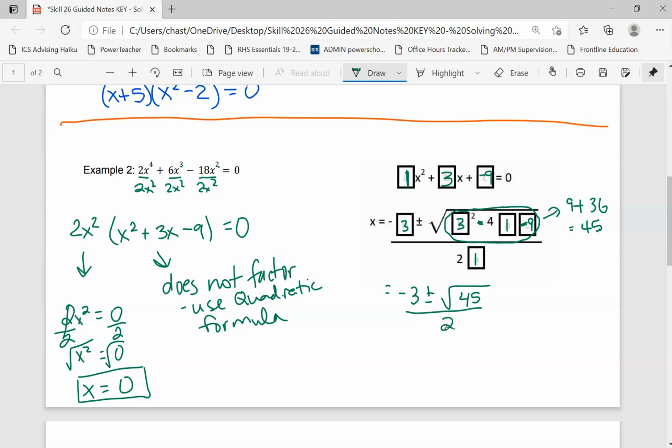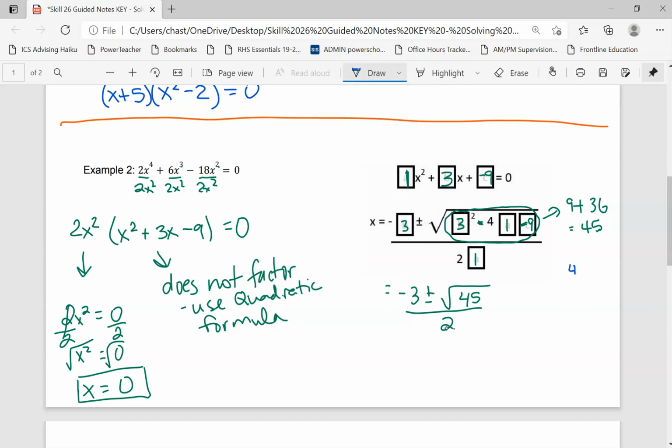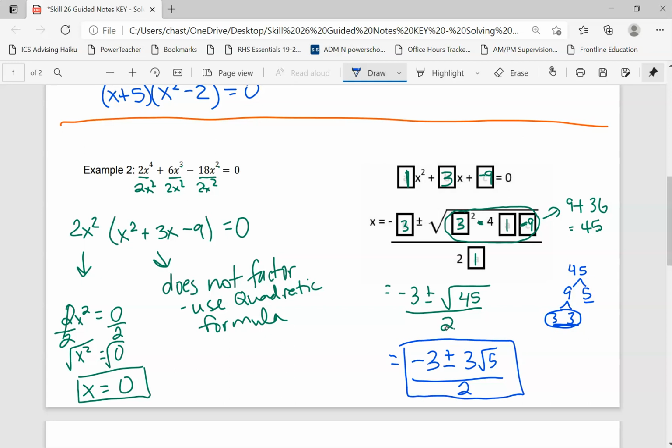Okay. And now when I look at that, square root of 45, let's go out to the side and see if we can get a perfect square out of that. And it looks like I can get a pair of 3's out of that. So I'm going to write this as negative 3 plus or minus, instead of square root of 45, 3 radical 5, all over 2. Okay, and those are going to be my other solutions. So we got x equals 0, and then we got x equals this piece right here. Okay?